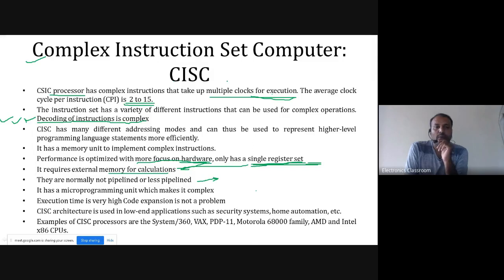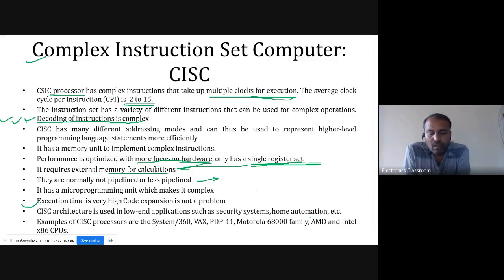And then it has a microprogramming unit, which makes it complex again. The problem is due to the microprogramming unit. Then execution time is very high, as instructions take more time. Code expansion is not a problem. There is no problem associated with code expansion.